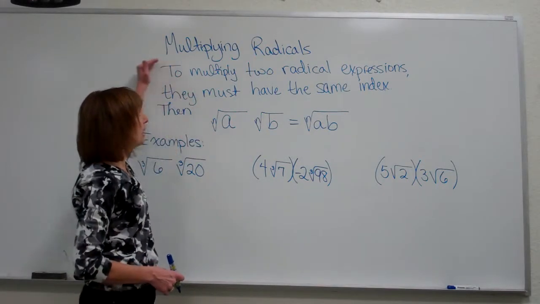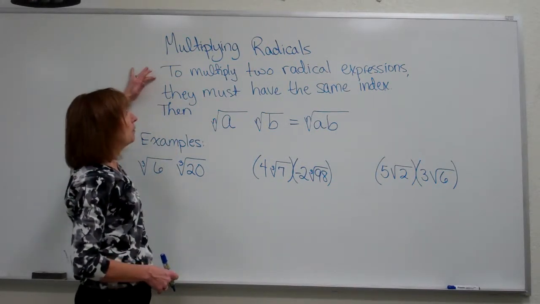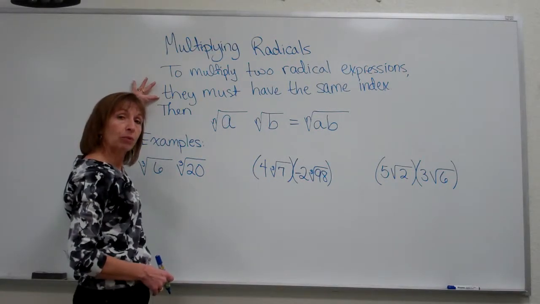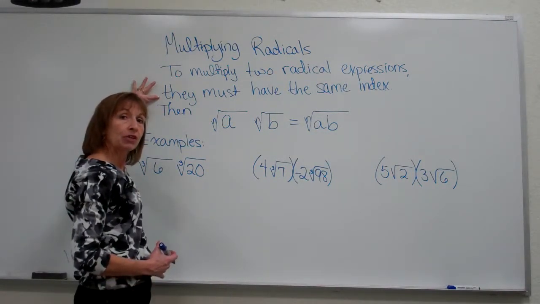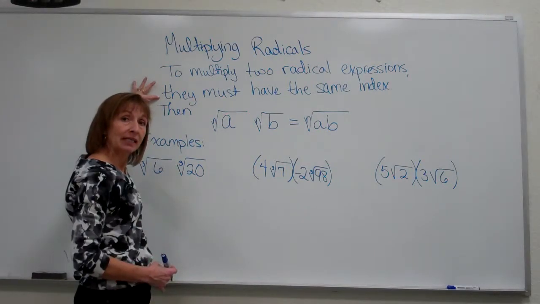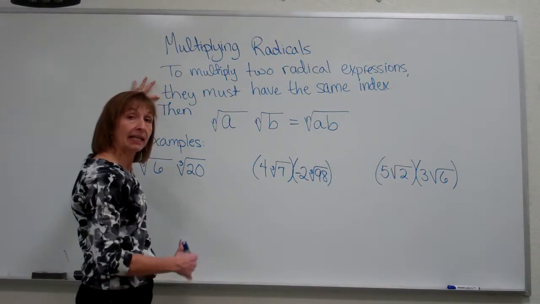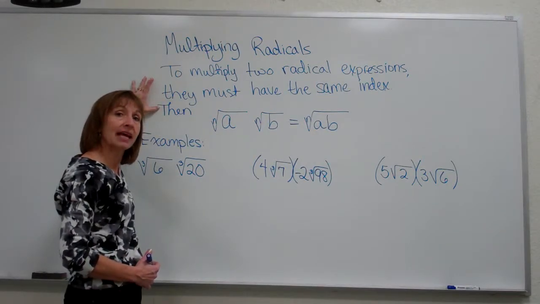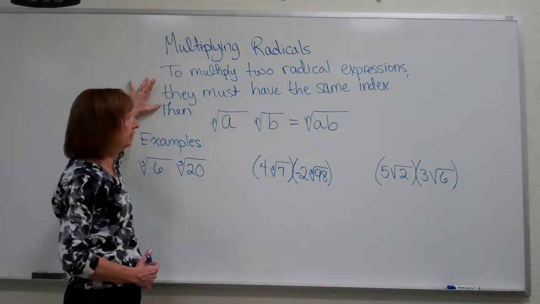Now, to multiply radicals, we would need to make sure that they have the same index. But when we're multiplying radicals, we don't need them to have the same index as well as radicand like we did with adding or subtracting radicals. They just have to have the same index when we're multiplying.